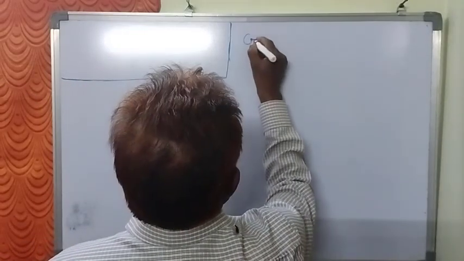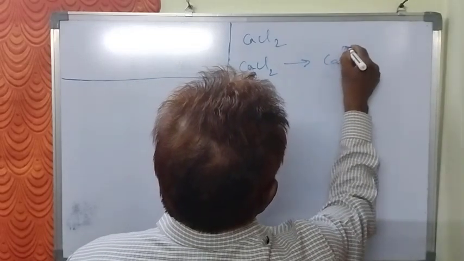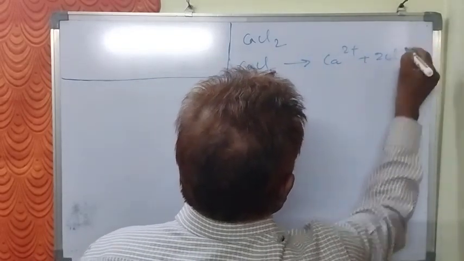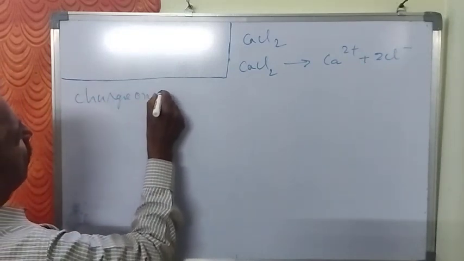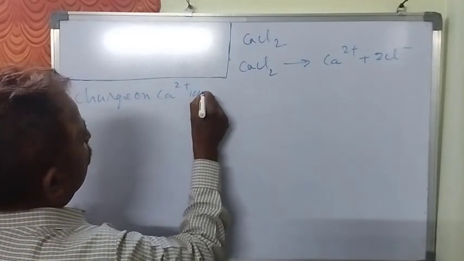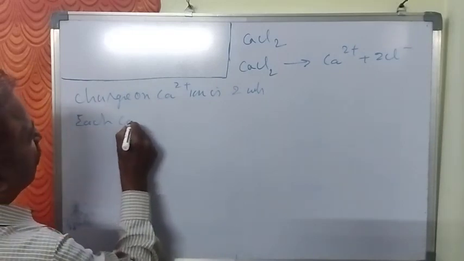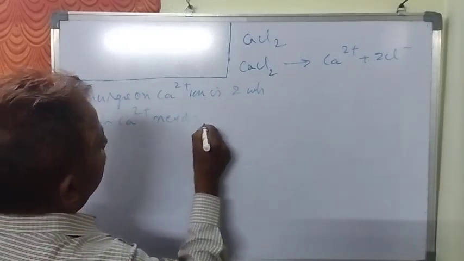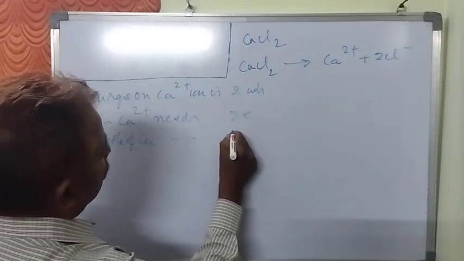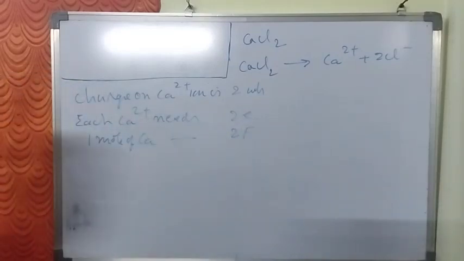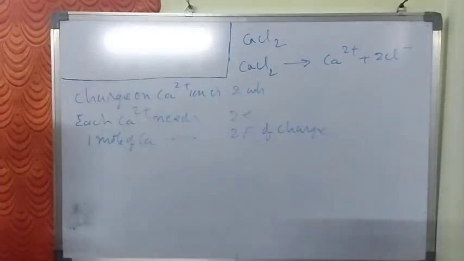Suppose in calcium chloride, CaCl2 gives Ca2 plus and 2Cl minus. Now what is the charge on the calcium ion? The charge on the Ca2 plus ion is 2 units. Therefore, each calcium ion needs 2 electrons. Therefore, 1 mole of calcium needs 2 Faradays of charge.